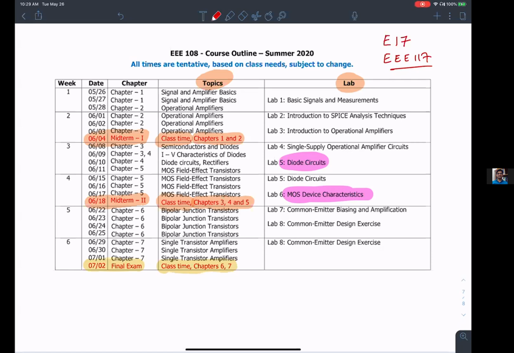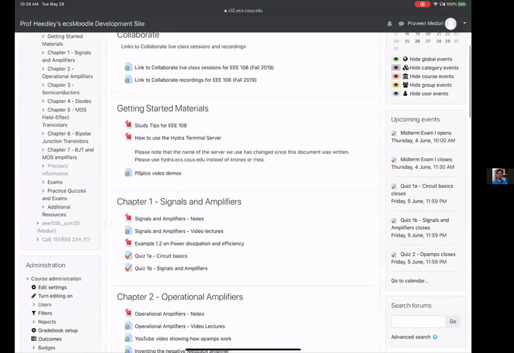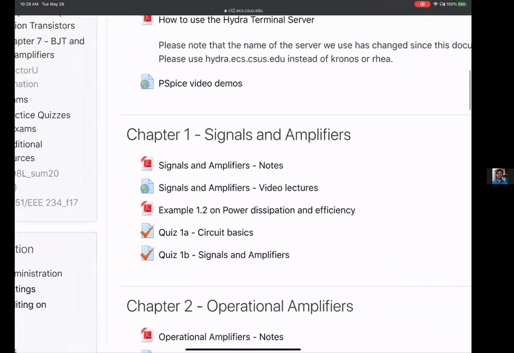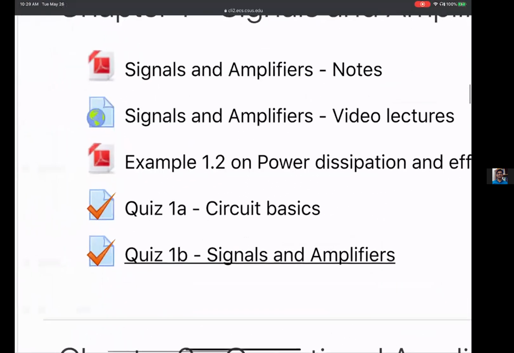And speaking about engineering 17 and Triple 117, let me go to Moodle here really quickly and talk about the quiz 1A. If you look at chapter 1 on the Moodle page for this course, chapter 1 has a quiz 1A, which is not from material that we cover in this class. It is from prerequisite material, circuit basics. So this is the material I expect that you already know from your engineering 17 and a little bit of 117, not a whole lot, but a little bit of 117.